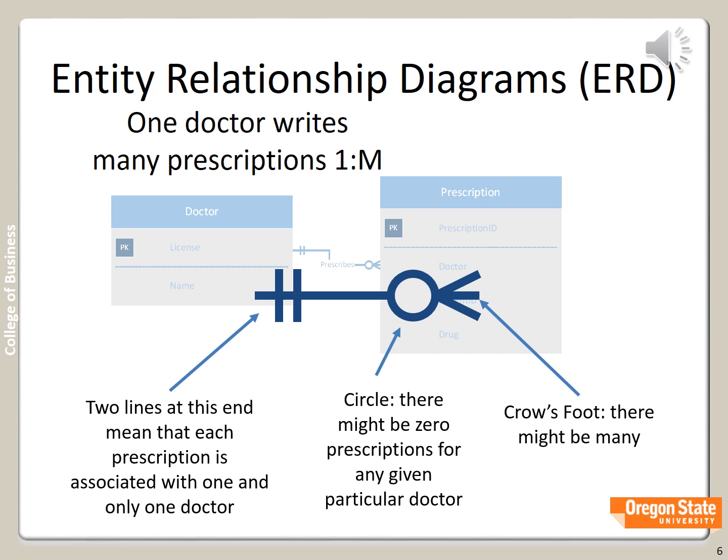If we look at the line in the other direction, from prescription to doctor, each prescription has to have a doctor associated with it, and each prescription is understood to come from only one doctor. That's what the two vertical lines mean. Think of it as two ones. There's at least one, yet there's no more than one.